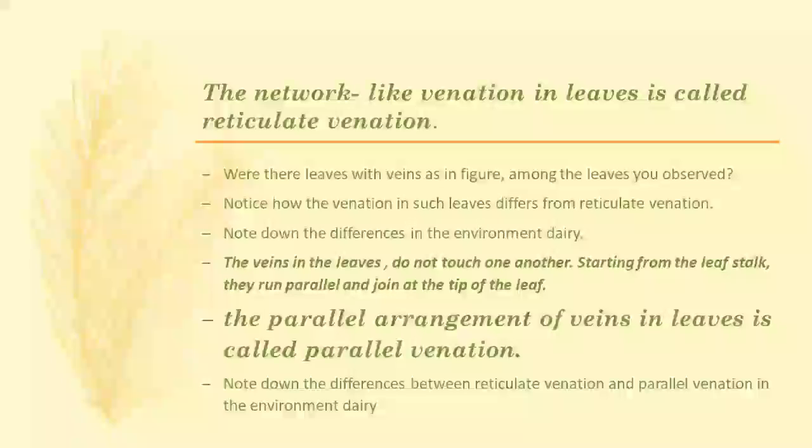Were there leaves with veins as in the figure among the leaves you observed? Notice how the venation in such leaves differs from reticulate venation. Note down the differences in the environment diary. The veins in the leaves do not touch one another. Starting from the leaf stalk, they run parallel and join at the tip of the leaf. The parallel arrangement of veins in leaves is called parallel venation. Note down the differences between reticulate venation and parallel venation in the environment diary.